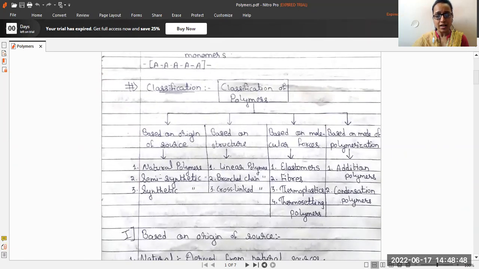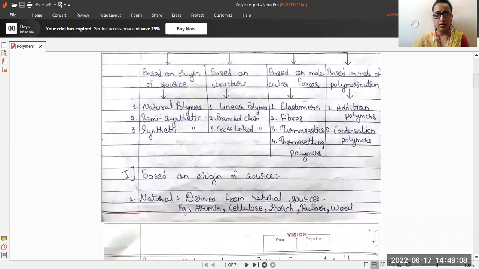The polymers are classified on the basis of four types. First, on the basis of origin of source. Next, based on structure. Third, based on the molecular forces. And fourth, based on the mode of polymerization. First, we will talk about the origin of source. Polymers are classified on the basis of origin into natural polymers, semi-synthetic polymers, and synthetic polymers.